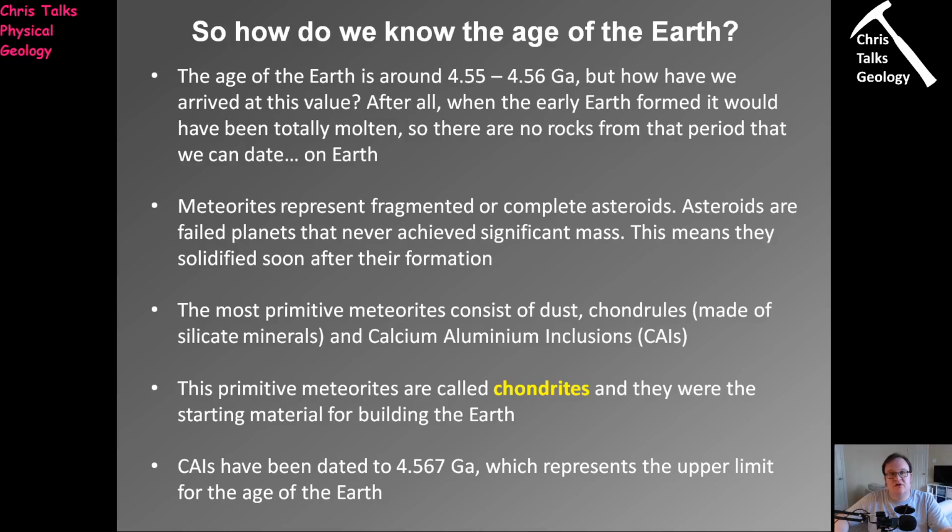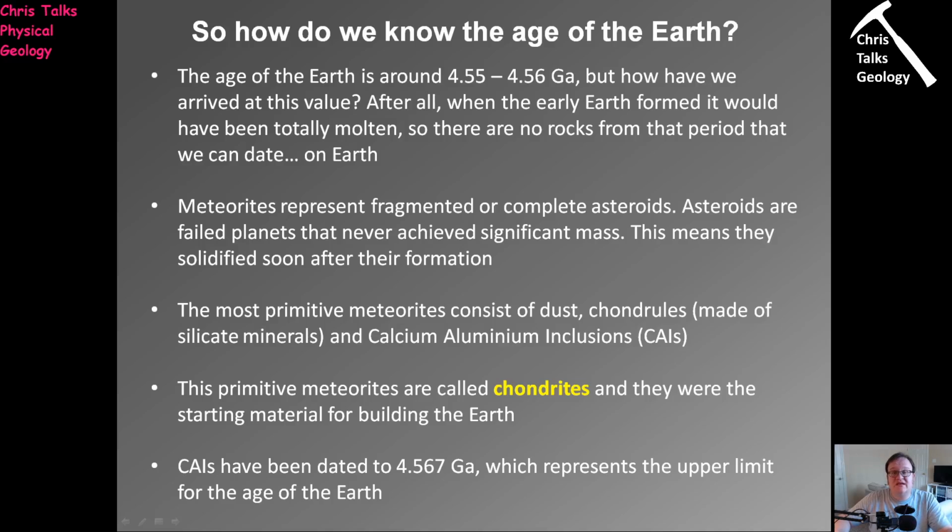Okay, so the first thing is, how do we actually know the age of the Earth? I just told you the Earth was 4.56 billion years old. So how do we know that? Well, 4.56 billion years ago, the Earth would have been essentially just a huge sphere of magma. So obviously, that means no rocks. If you don't have any rocks, you've got nothing to date. So that's a bit of a problem, isn't it?